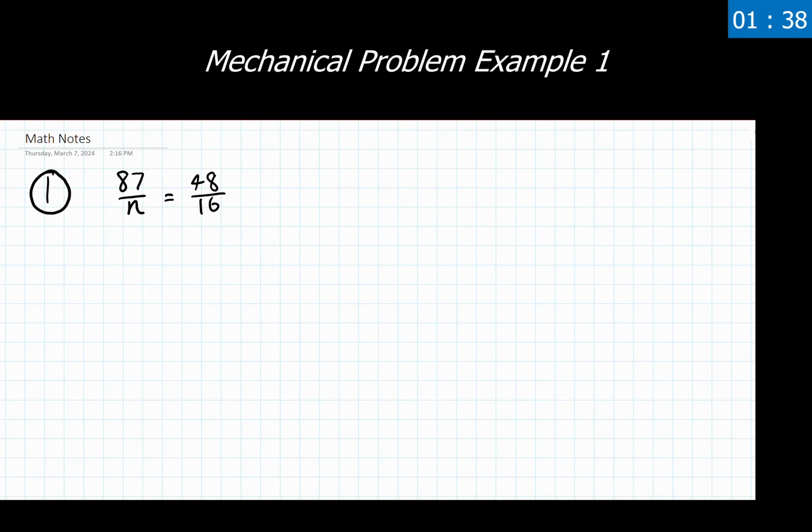Our first example gives us 87 over n is equal to 48 over 16, and we are told to solve this equation for n. Thankfully, we have a fraction equals a fraction, so we can go ahead and use our cross multiplication strategy. Now, I recommend writing out something here to show that numerators and denominators are multiplying together, and I would also recommend taking one line to actually just write out here are the individual things multiplying together.